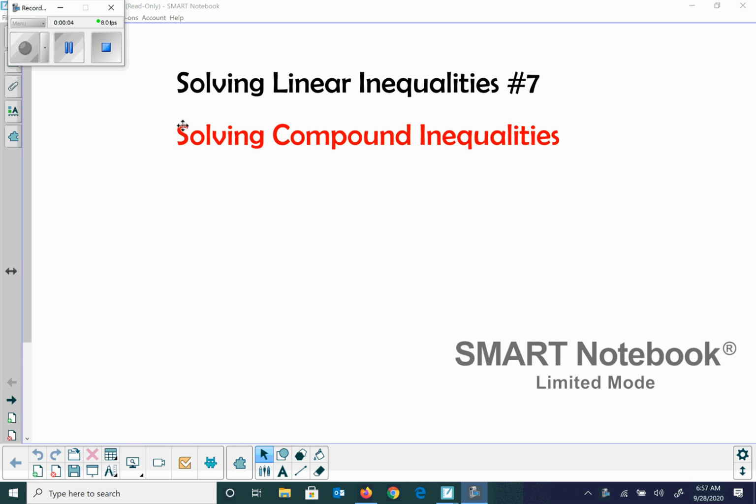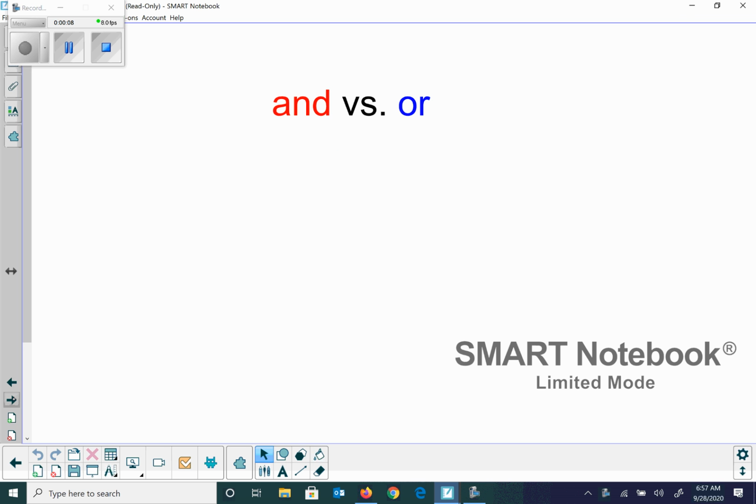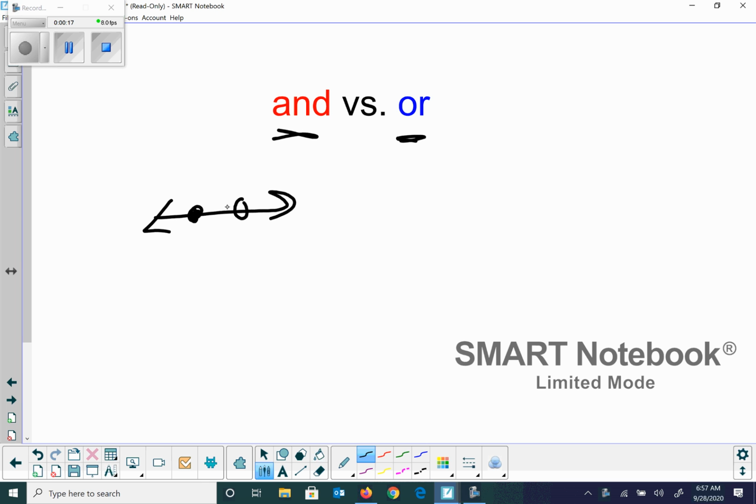Hey, we're going to be doing these notes on SLI number 7, compound inequalities. Remember the AND versus the OR. Remember, just so you know, AND usually is the region in between. It's the overlap.